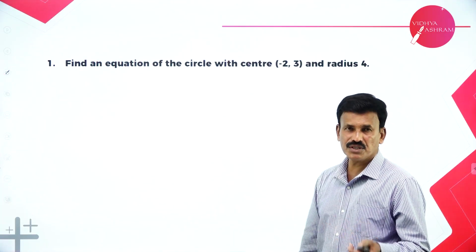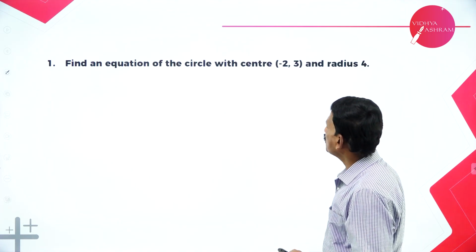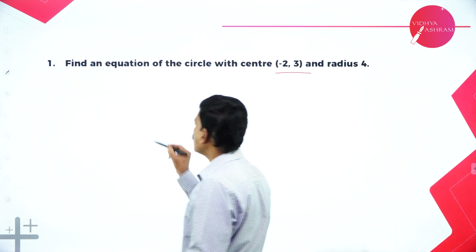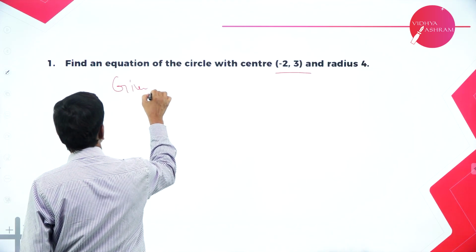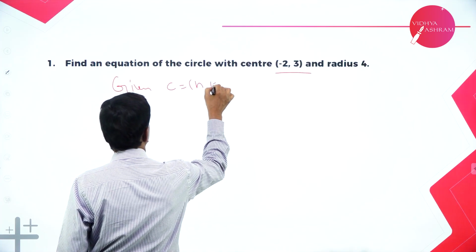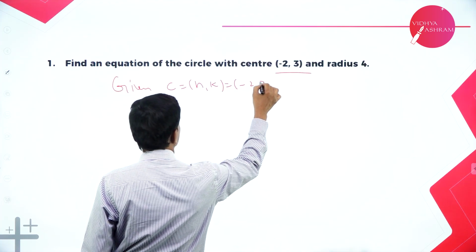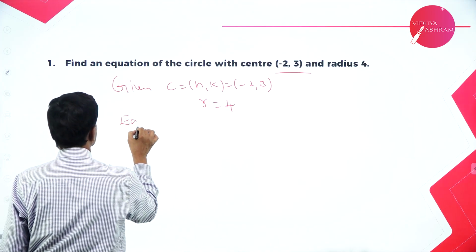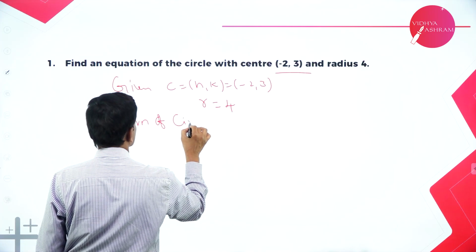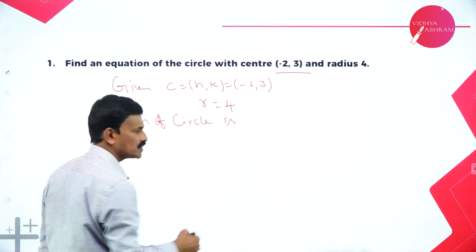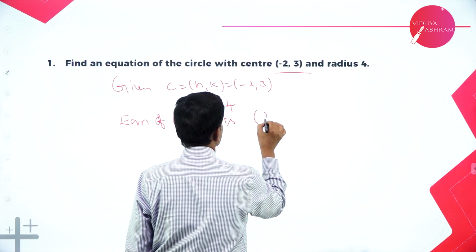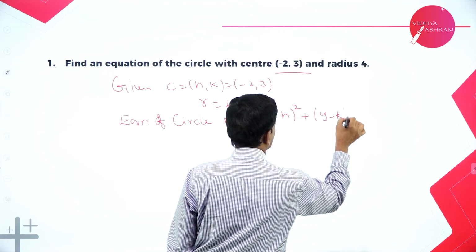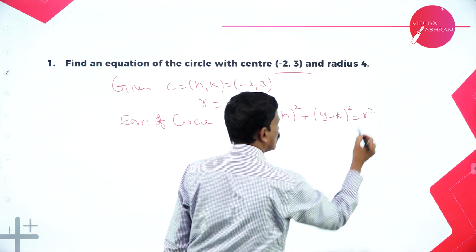Now by knowing this, let us take a few problems. Find the equation of a circle with center (minus 2, 3) and the radius is 4. Now what is given here? Given center (h, k) is equal to (minus 2, 3) and the radius is equal to 4. Now the equation of the circle is (x minus h) whole square plus (y minus k) whole square is equal to r square.